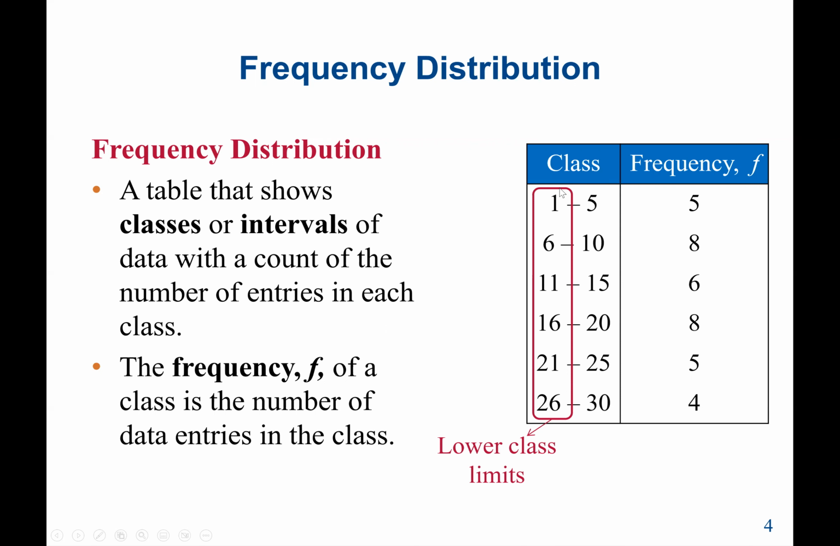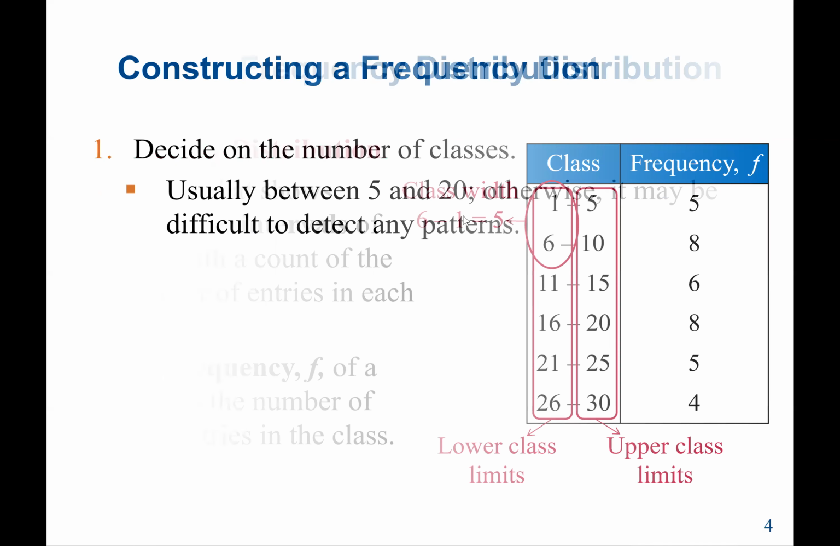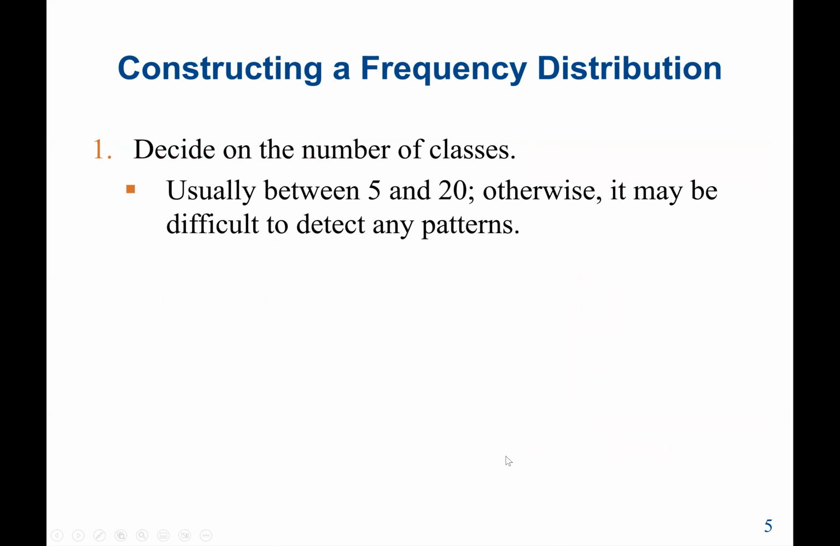We call the start of each class the lower class limit. Then we have the upper class limit. Now, the difference between consecutive lower class limits must be the same, 5. So we have 6 minus 1, 5. Also 11 minus 6 gives me 5, and 16 minus 11 also gives me 5. So this tells us that the class width is the same.